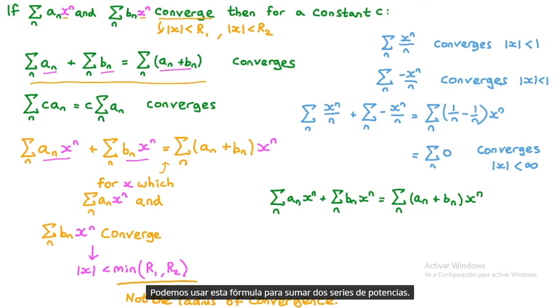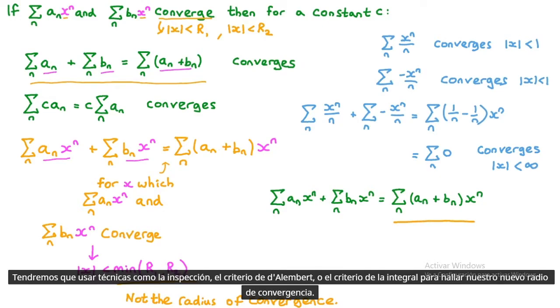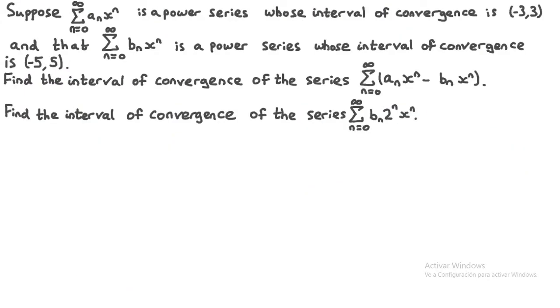So we can use this formula to add any two power series together. However, we're going to have to work hard to find the radius of convergence of our new power series. We'll have to use techniques such as inspection, the ratio test, or the integral test to find our new radius of convergence. Let's take a look at an example.